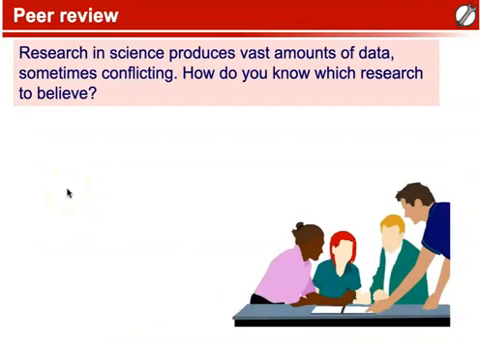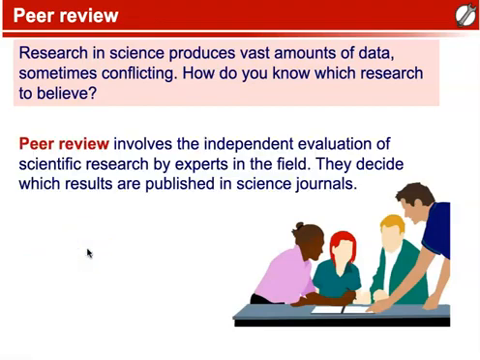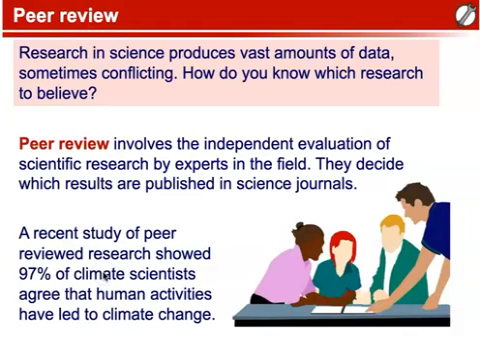Peer review. Research in science produces vast amounts of data. Sometimes that data is conflicting. So how do you know which research is to be believed? Peer review involves the independent evaluation of scientific research by experts in the field. They decide which results are published in science journals. A recent study of peer-reviewed research showed that 97% of climate scientists agree that human activities have led to climate change.